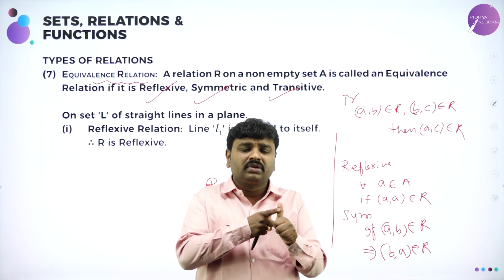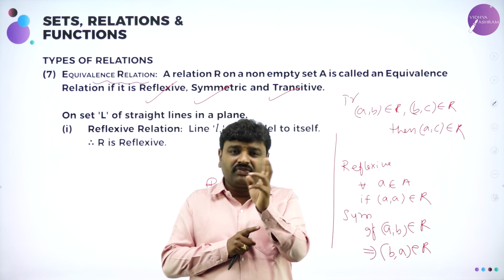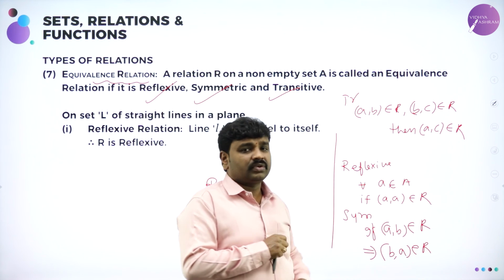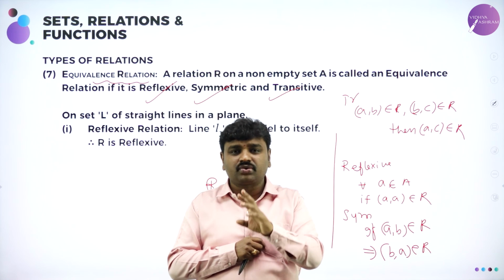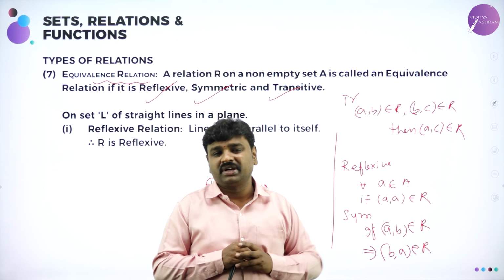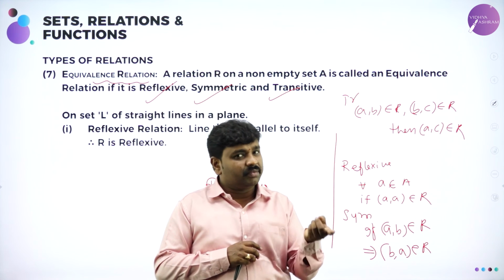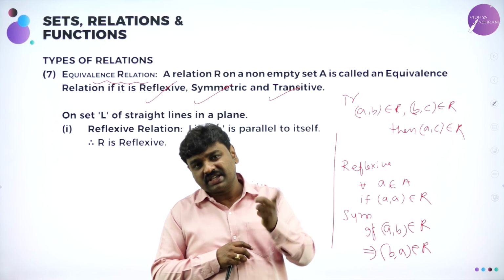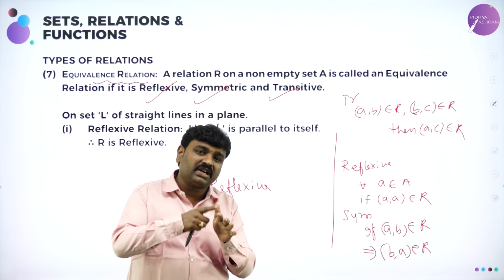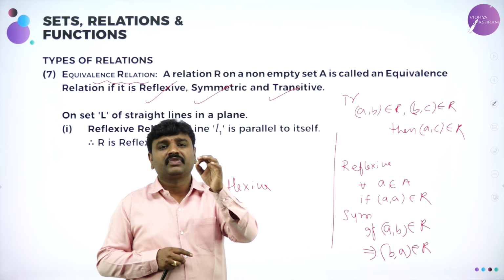What is reflexive? For all A belongs to the set, if A comma A belongs to R, we say R is reflexive. Symmetric, if AB belongs to R, then its reverse BA should belong to R, then we say R is symmetric. Transitive, if AB belongs to R and BC belongs to R, then AC should belong to R, then it is transitive.